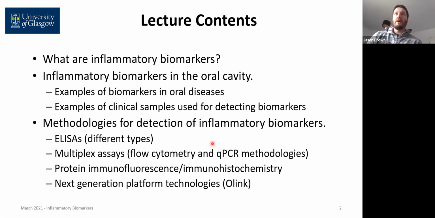And we'll also talk about multiplex assays, so specifically flow cytometry has been used to basically detect proteins in clinical samples. I'll touch upon briefly protein immunofluorescence, immunohistochemistry, and then I'll finish off by talking about next generation platform technologies. That's a term that I've used here, just exciting novel methods that are now being used within laboratories for detection and quantification of proteins. And specifically, I'm going to talk about Olink.